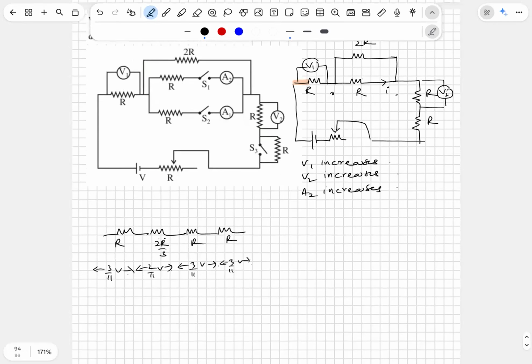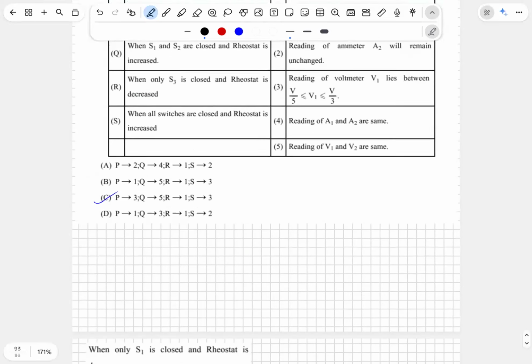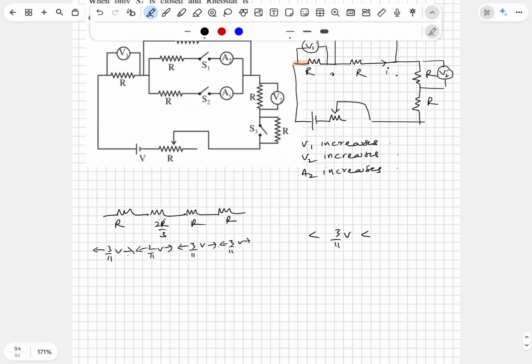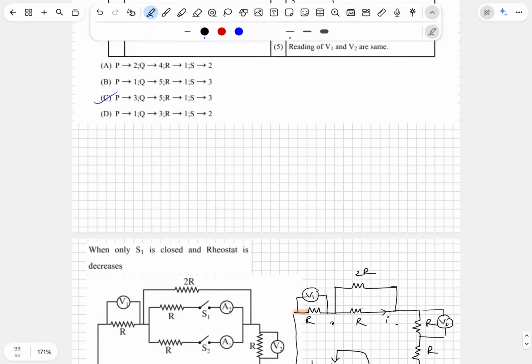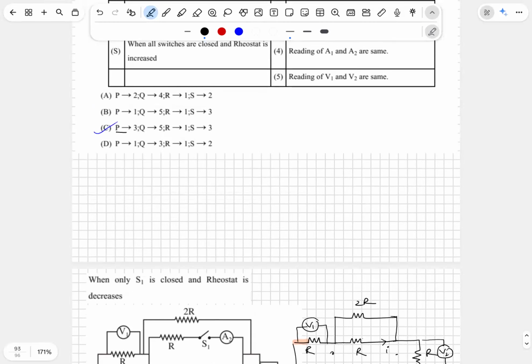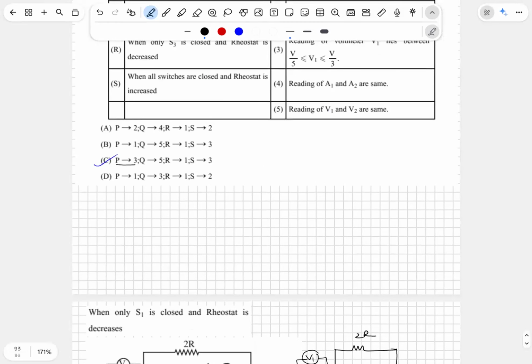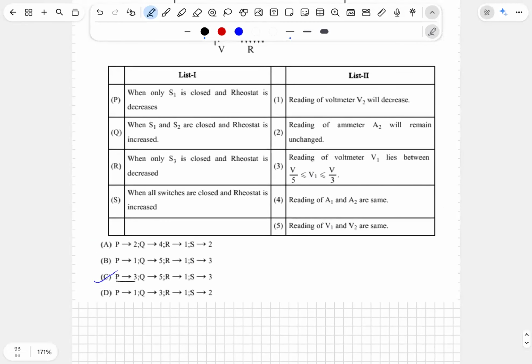How do I know it is? 3V by 11 is less than 0.3. So 3 by 11 V lies between V by 5 and V by 3. That's all. So you need to cross check like that. Therefore, P3 is one option. Fine. The rest you try, the way I have given the different combinations.